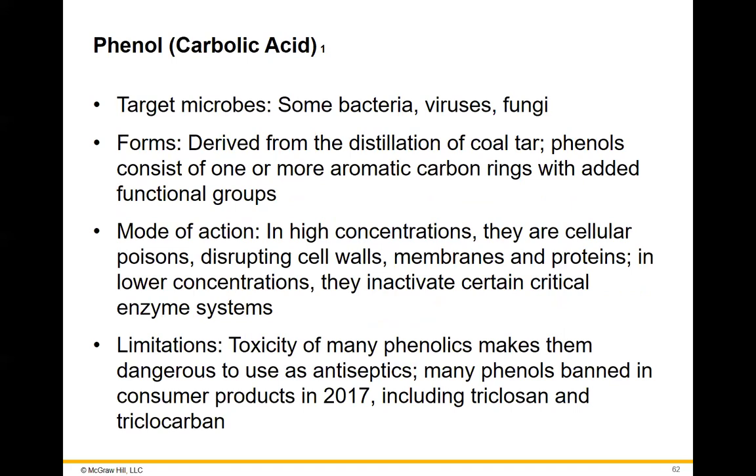So now we're moving on to phenol. This is a different category. We did the halogens, that's chlorine and iodine. Now we're on to phenol, and we have phenolics as well. But phenol itself is also called carbolic acid. It's very effective, but it's not sterilizing. Again, it says some, not sterilizing. That's what we need to know. It will work best in high concentrations, but it's very toxic. It's kind of dangerous to use.